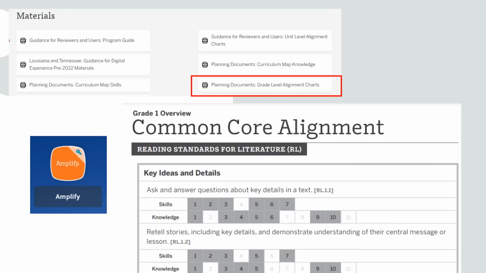Using standards to plan for instruction, there is a helpful document located on the bottom of the CKLA curriculum page for each grade level. This document is titled Planning Documents, Grade Level Alignment Charts. This document shows which standards are addressed in each skills or knowledge units for all grade levels. Using this document, I can easily see when my students' IEP goals and objectives will be addressed within the CKLA curriculum, or when I may need to plan an additional activity to meet those needs.